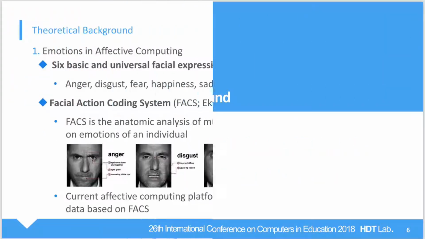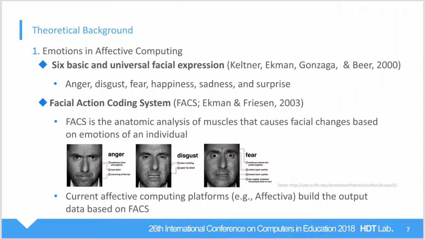Theoretical backgrounds. The affective computing technology is mostly based upon the studies done by Ekman and his colleagues to figure the 6 basic emotions, which are anger, disgust, fear, happiness, sadness, and surprise. And then they built facial action coding system, and it has become the basis for detecting and analyzing human emotions by their facial muscle movement.